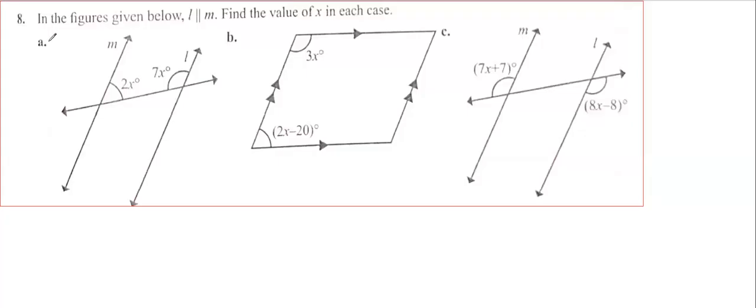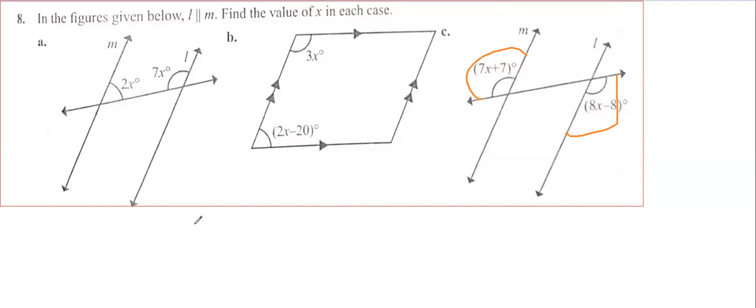So here it says question number 8: in the figure given below, lines L and M are parallel. Line L is parallel to M. Find the value of x in each case. Okay, so here I can see one thing: this particular angle and this particular angle are equal. Based on what reason? It is exterior alternate angles, so they are equal.